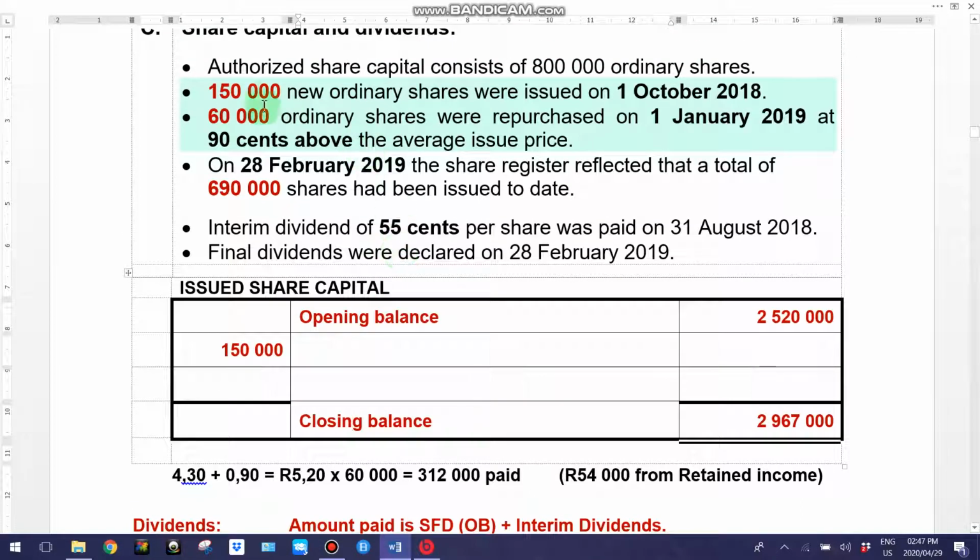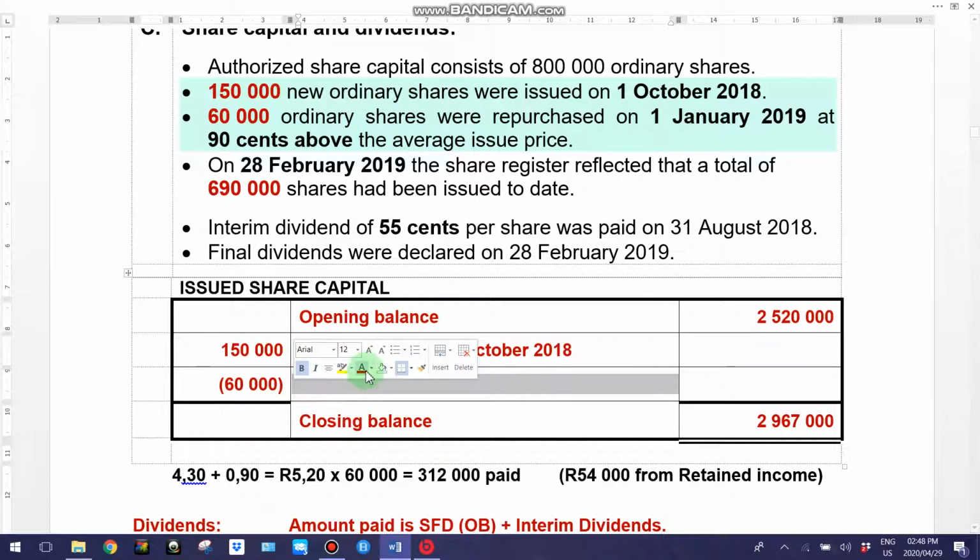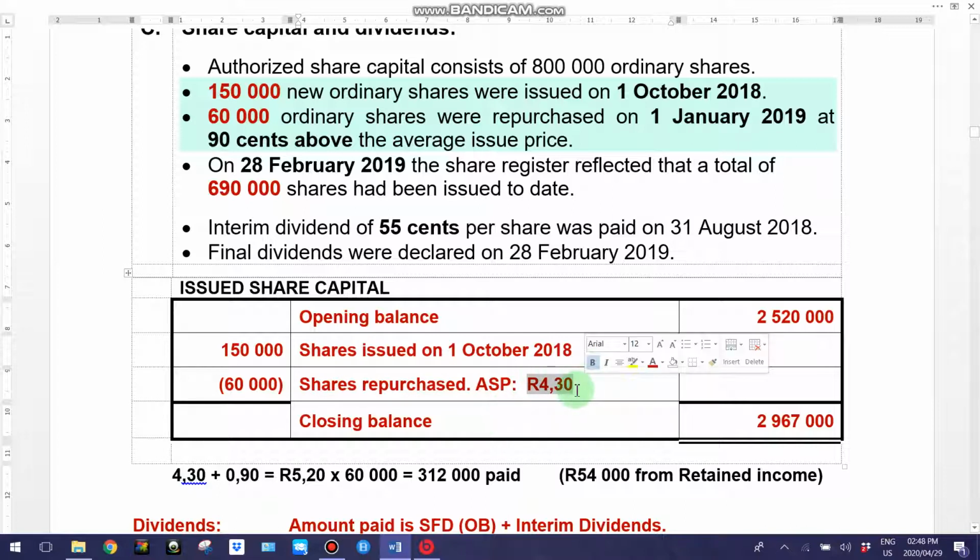So now I'm going to look at the additional information. I know that there were 150,000 shares that were issued on the 1st of October, so I can write in 150 there. And I know these are new shares issued during the year. I can write in the detail. They're not giving me any amounts, they're not telling me anything, so I'm just going to leave this place here blank and move on with my question. The next bit of information I have, 60,000 ordinary shares were repurchased on the 1st of January, so I can put that information in, 60,000 repurchased, and write that in there. And then I'm not going to put in that amount yet.